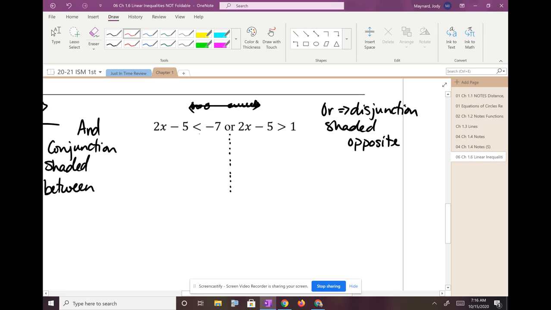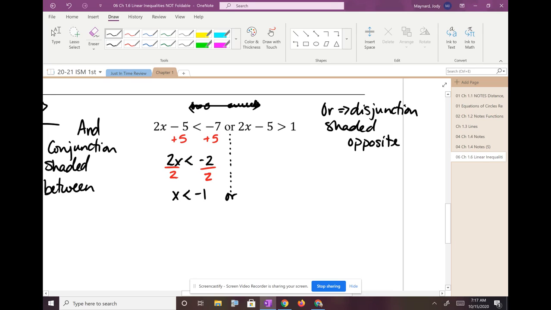So here, to solve for x on this first inequality, we will add 5 to both sides. This leaves me with 2x is less than negative 7 plus 5, which is negative 2. Divide by 2. Again, the negative number is not on the bottom, so we do not flip the sign. x is less than negative 2 divided by 2, which is negative 1.